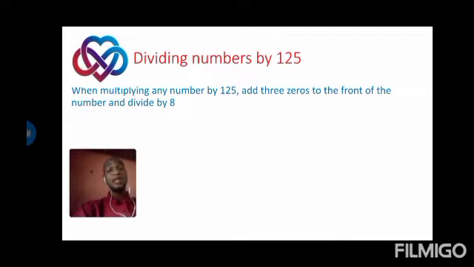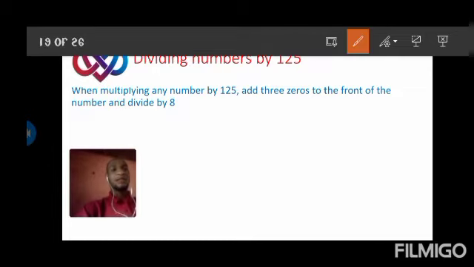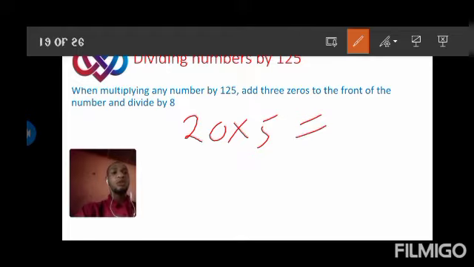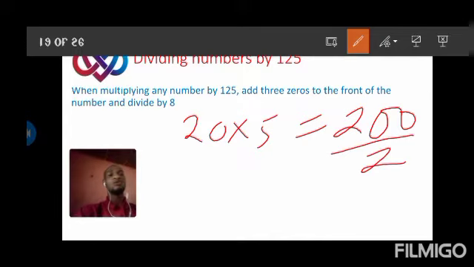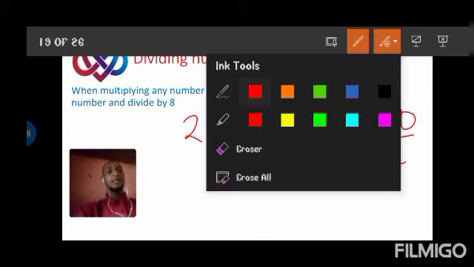We have looked at multiplying numbers by 5. In our first edition, we looked at multiplying a number by 5, and what did we say? We add 0 to the back of the number. For example, 20, you add 0, that's 200. Then we divide the number by 2.